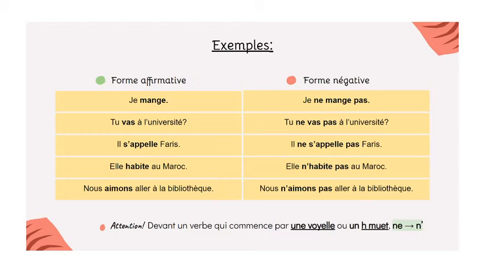Okay. The next one is c'est votre table. Is it your table? So jawapan dia, non, ce n'est pas ma table. Kalau korang tengok, dia punya verb sama je. Dia punya ne pas tu yang korang kena ubah ikut dia punya verb tu bermula dengan voyel ke tak.